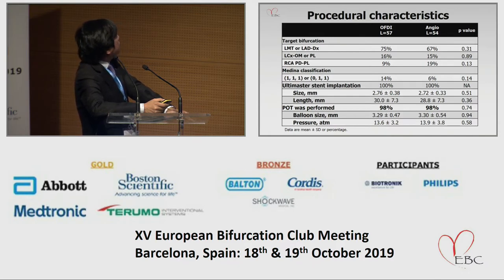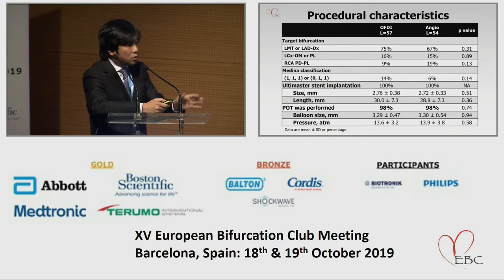And I have to say that the Medina classification was less complex. 1-1-1 or 0-1-1 was only 10% or 14%. But I think the other point is that POT was performed in almost all cases. In 98% of the cases in both arms, proximal optimization technique was performed.